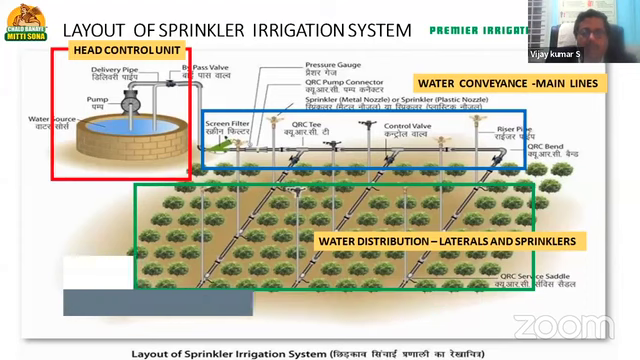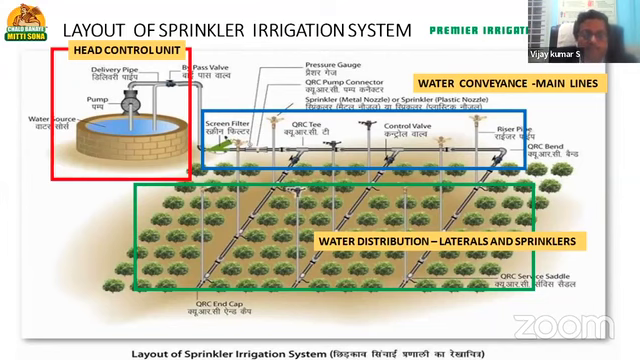Like a drip irrigation system, a sprinkler irrigation system has three main components, as you can see. You have a head control unit where you have a pump. Without the pump, the sprinklers will not work, or you need gravity pressure, followed by the water conveyance or the main line, and followed by the water distribution, which are the laterals and the sprinklers. A sprinkler irrigation system is a relatively simpler system in terms of the layout.